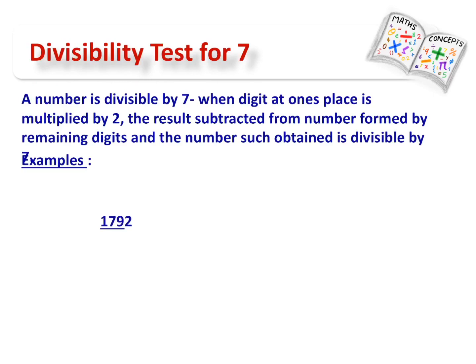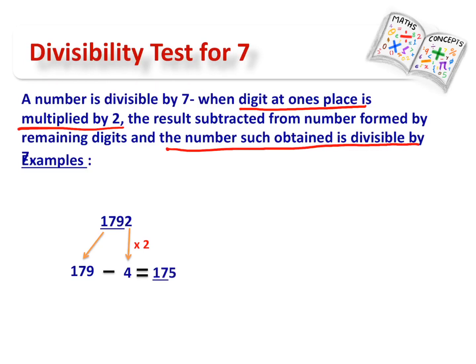1792. In this case, the first step would be to multiply the digit at one's place by 2. So I'll multiply 2 by 2 and I get 4. This result, that is 4, is subtracted from the number formed by the remaining digits. What is the number formed by the remaining digits? It is 179. So I'll subtract 4 from 179 and I get 175 as the answer. And the number so obtained should be divisible by 7. If this number obtained is divisible by 7, then we say that the given number is also divisible by 7.